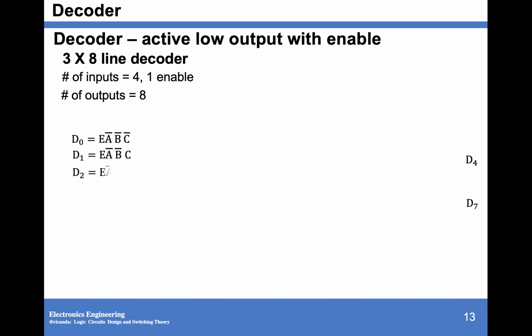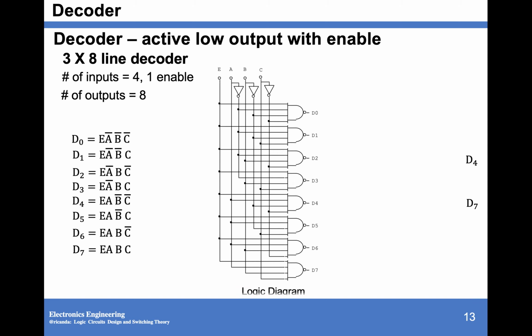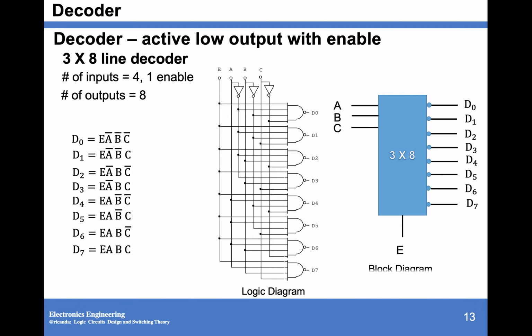So for your circuit, it will be this one, using your NAND gate. So your NAND gate using an inverter, so we have this output. So this is your block diagram. We have 3 inputs and 8 outputs with a bubble to represent that it is a low active decoder.